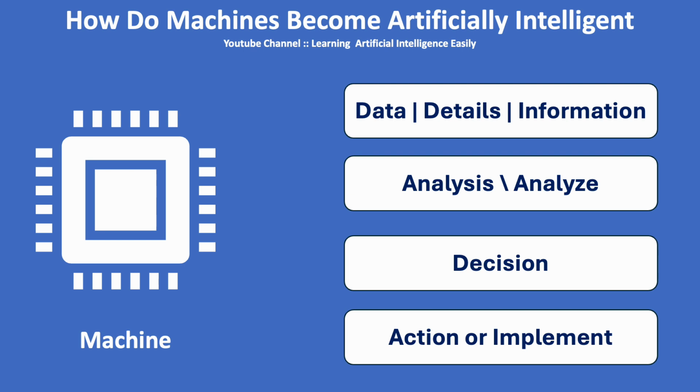So I repeat, in this context, if I go further and explain how machines become artificially intelligent, they also use a similar pattern of intelligence, that is, they also use data, details and information, they analyze, they take decisions and they take action or implementation.